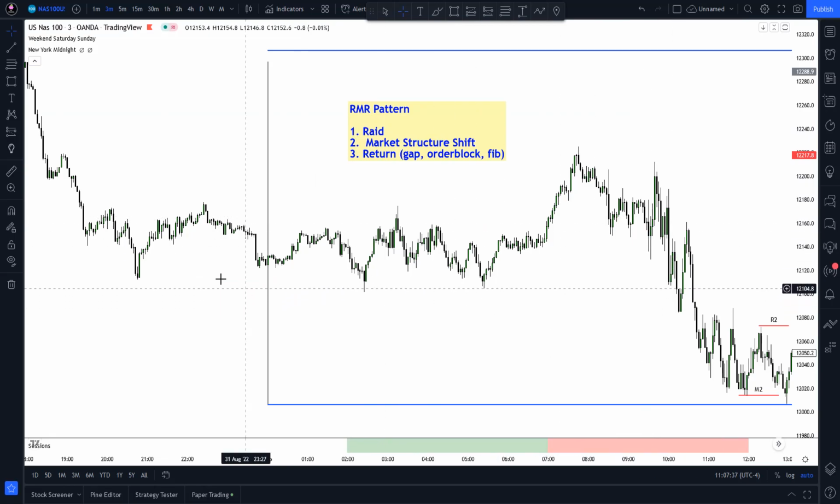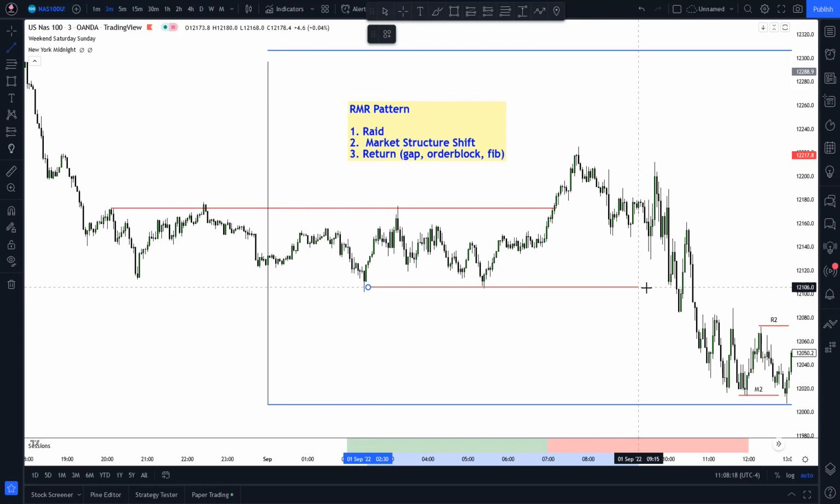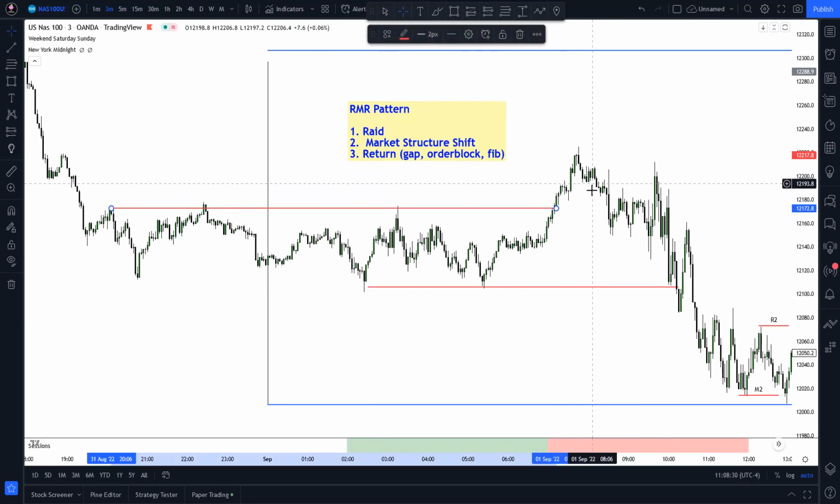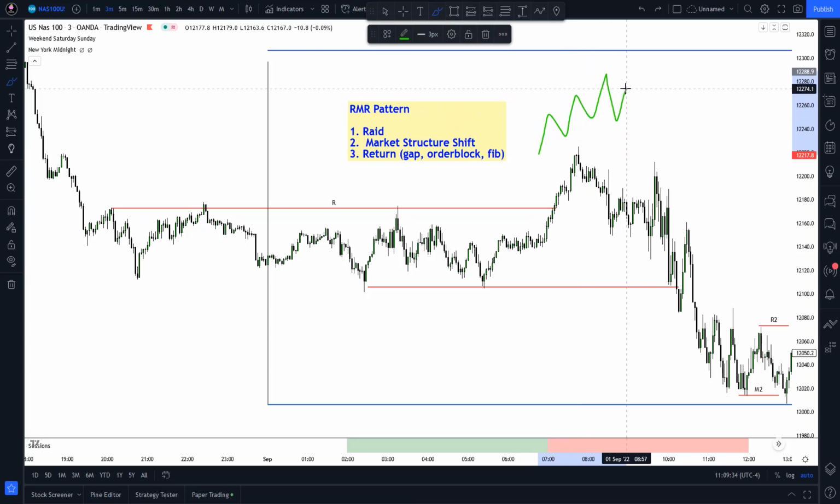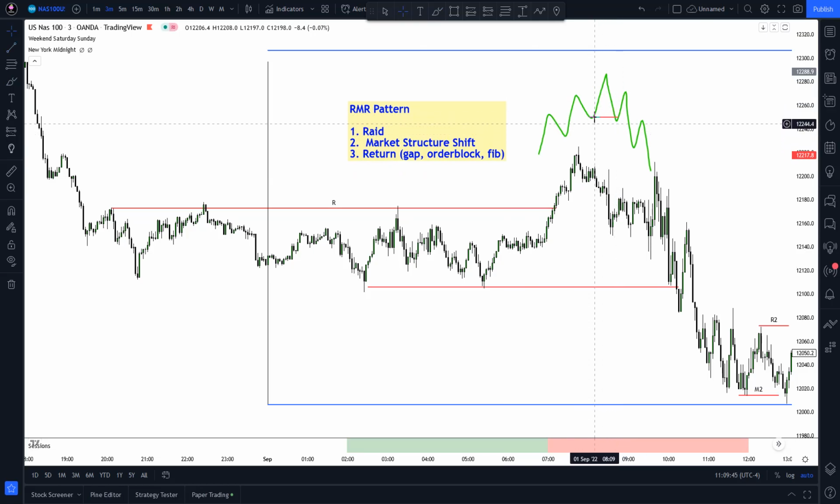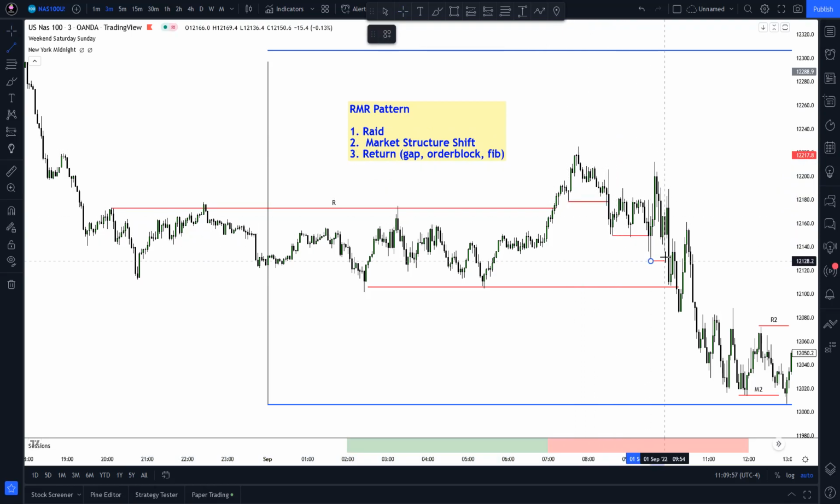I've zoomed into this area, and the first thing we look for is the raid. If we have a look at the swing highs being made, we have these relative equal highs, and at the swing lows, we have these relative equal lows. As price breaks through those swing highs, we can call that the raid. The second thing we look for is the market structure shift. After bullishness with higher highs and higher lows, we look for lower highs and lower lows. As soon as swing lows start to be broken after this bullish raid, that's what we call the market structure shift.